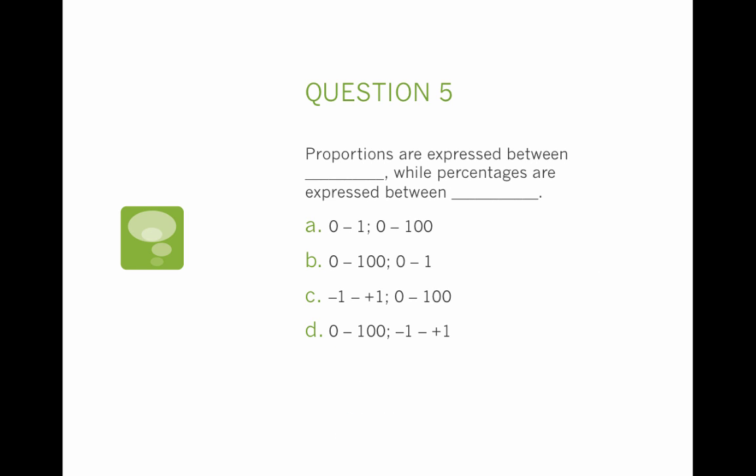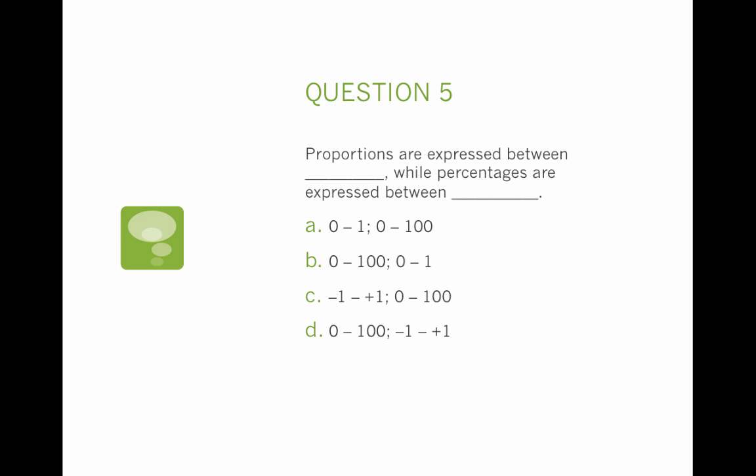Question number 4, which is really on here question number 5, so that's just a little typo. Proportions are expressed between what two numbers, while percentages are expressed between what two numbers? Well, let's start with the second half of this because this probably is going to be easier. Percentages, we know, range from 0 to 100, so we can automatically get rid of responses B and D. So we're looking at A and C. Proportions are expressed between what two numbers? 0 and 1, or negative 1 and positive 1?